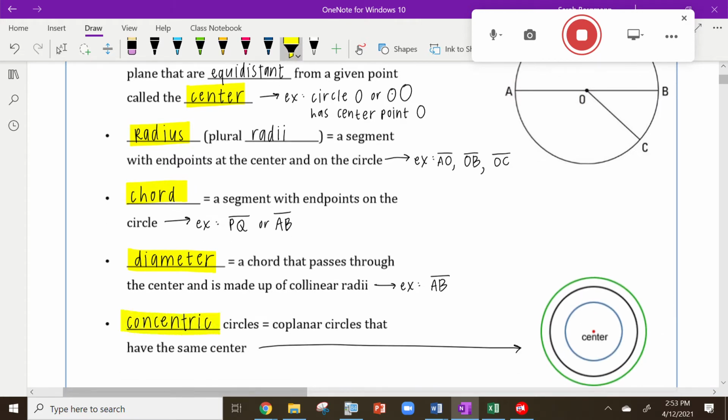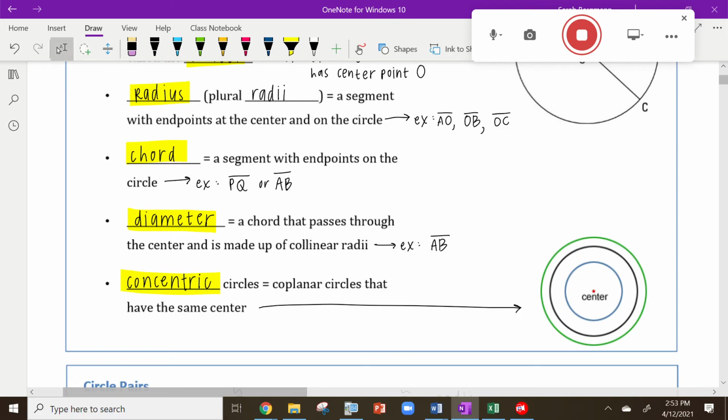Finally, we have the word concentric circles. This means that they are coplanar circles, so they're on the same plane, and they must have the same center. So for example, the blue circle, the black circle, and the green circle are all concentric because they all share the same center point.